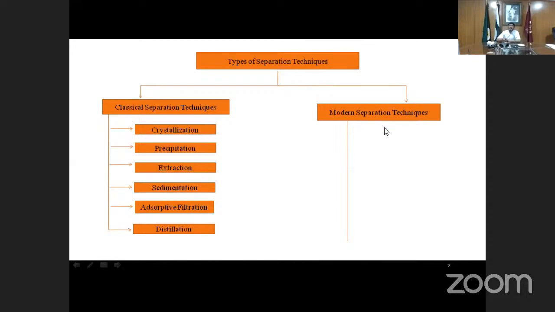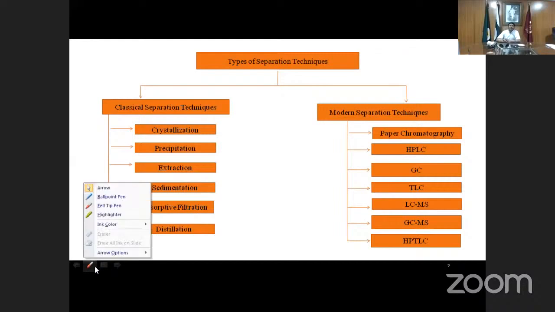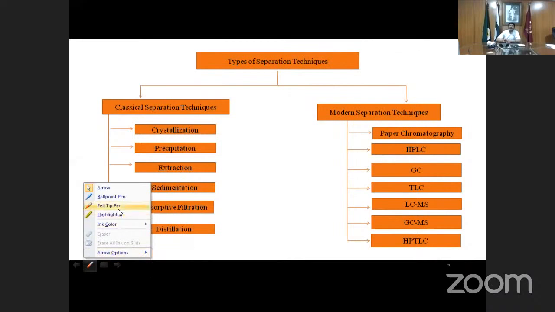That is paper chromatography, high performance liquid chromatography, gas chromatography, thin layer chromatography, liquid chromatography connected with mass detector, gas chromatography detected with mass detector, and HPTLC. It is the high performance thin layer chromatography.